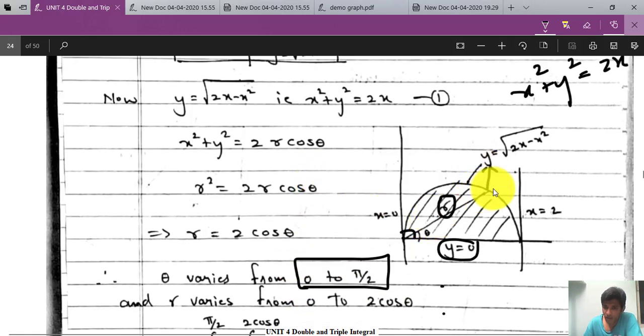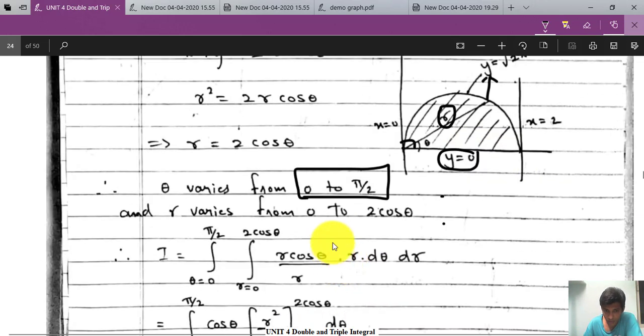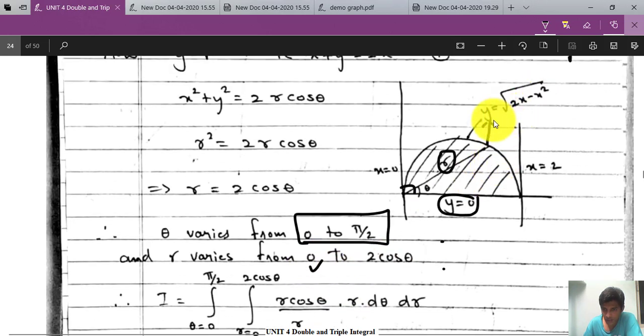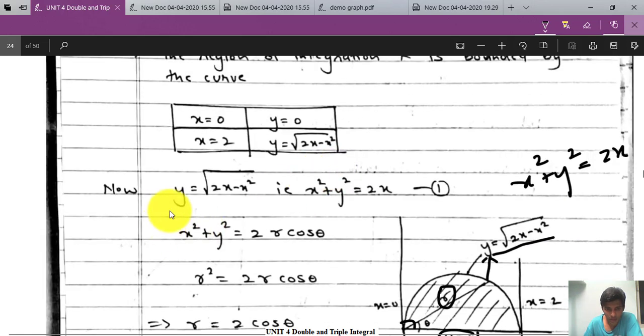Now the problem for students is how to find the value of r. See here, r ranges from 0 to what? Now I need to convert this curve in terms of theta, r. The given equation is y is equal to square root of 2x minus x square. So I can write this as x square plus y square is equal to 2x, which will be my equation 1.